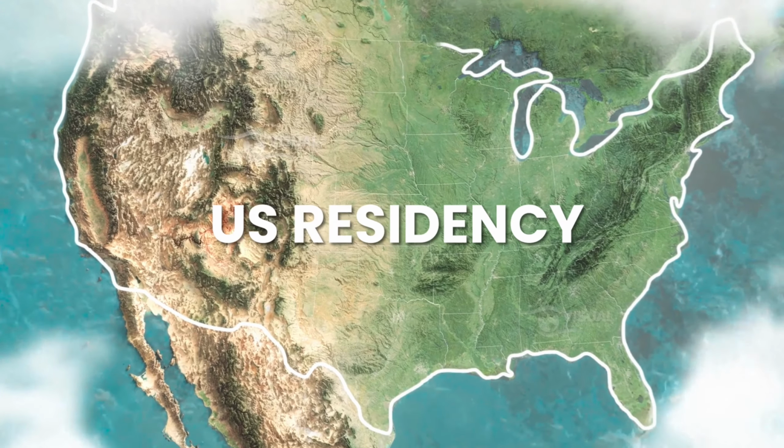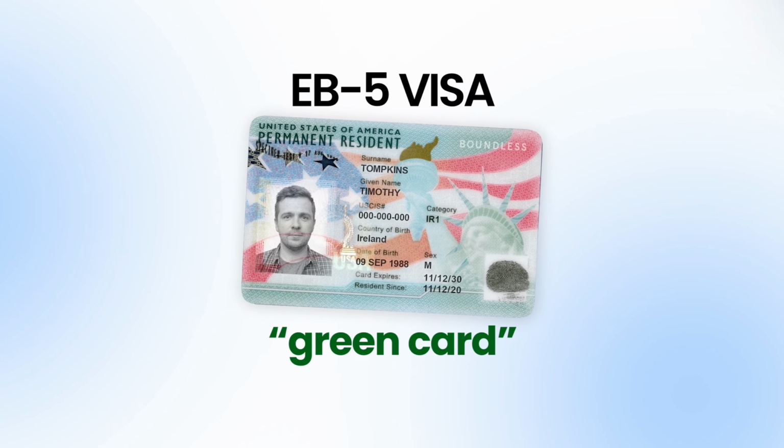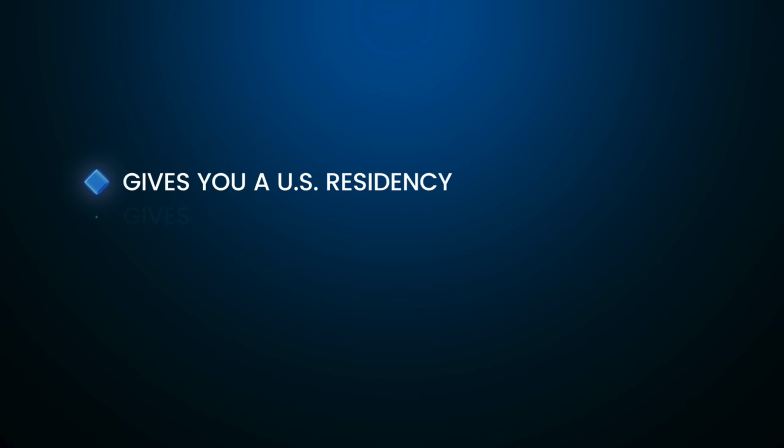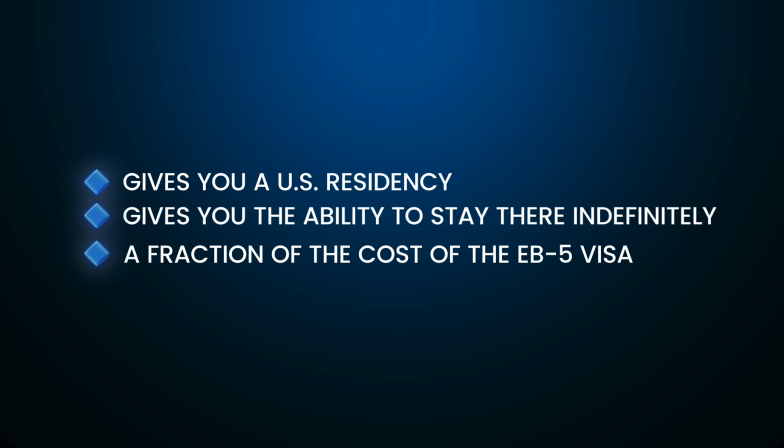Most people think that if you want to obtain US residency, you have to get something called an EB-5 visa, more commonly known as a green card. But that's actually not true. There's a different path that not many people talk about that gives you US residency, gives you the ability to stay there indefinitely, and is a fraction of the cost of the EB-5 visa.